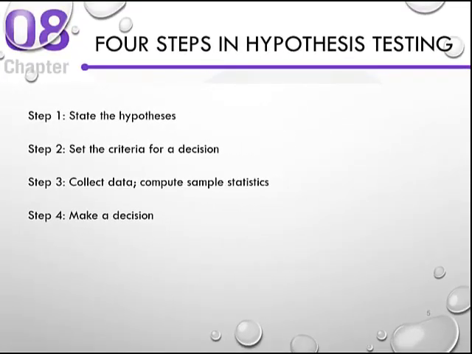So I can narrow this down even further. There are literally only 4 steps in hypothesis testing. Step 1 is you state your hypotheses. Step 2 is you set the criteria for a decision. Step 3, you collect data and compute your sample statistics. And step 4 is you make a decision based on what you found. And we are going to go over each of those step by step.